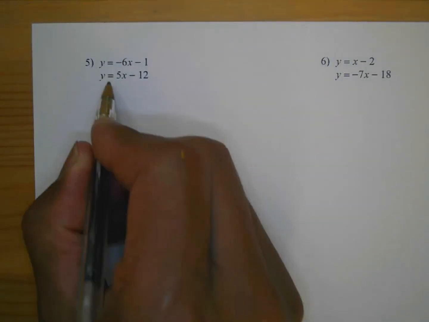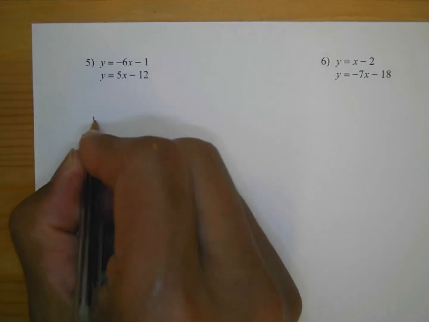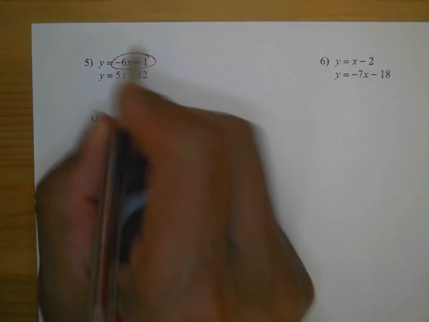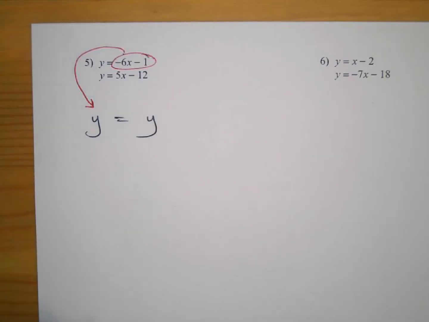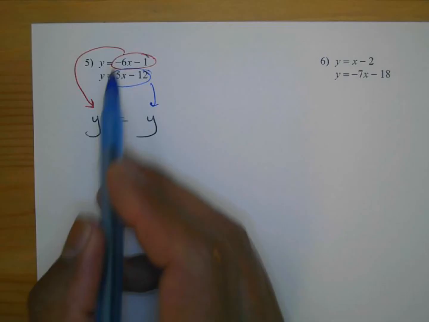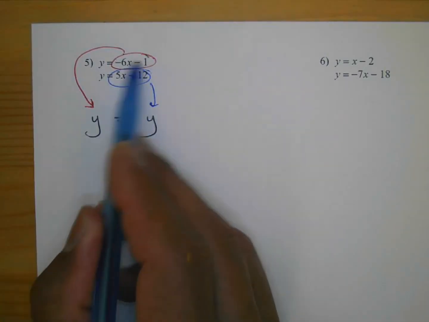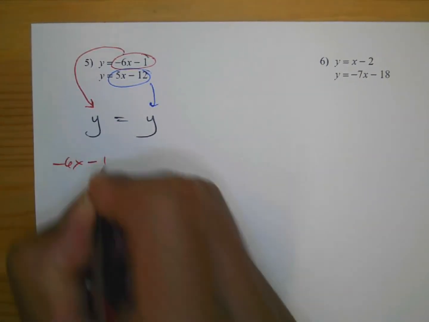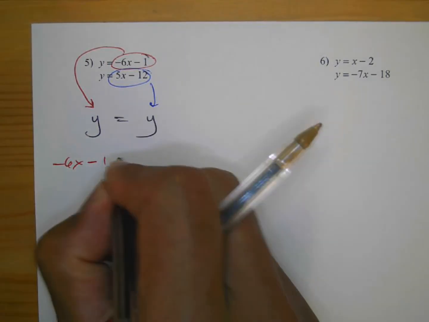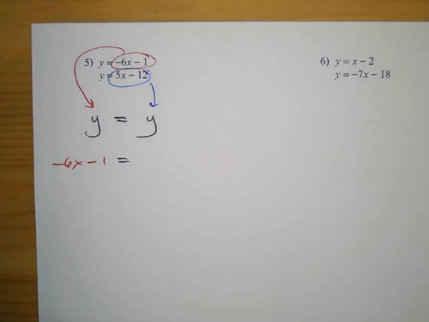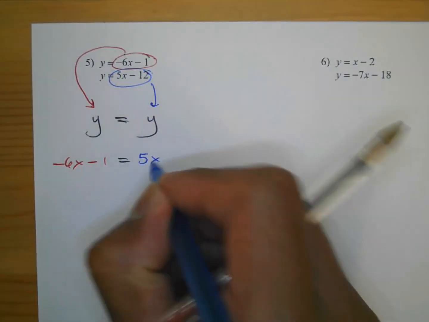Well, pretty much this y and this y, since they're equal to each other, since y is equal to itself, you're going to put this part in one of them, and you're going to put this one on this other side. So since y is equal to itself, I'm going to say this first y, which is negative 6x minus 1, is equal to, and then the other y is 5x minus 12.